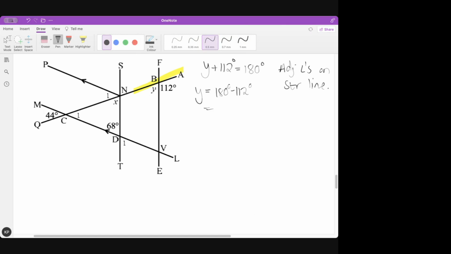And can you work that out for me, guys? What is 180 minus 112 degrees? 68 degrees. Great. So we know this is 68. Maybe I should fill it in with color so that I don't get confused about what's going on here. This is 68 degrees. And now how are we going to find x now that we have y?